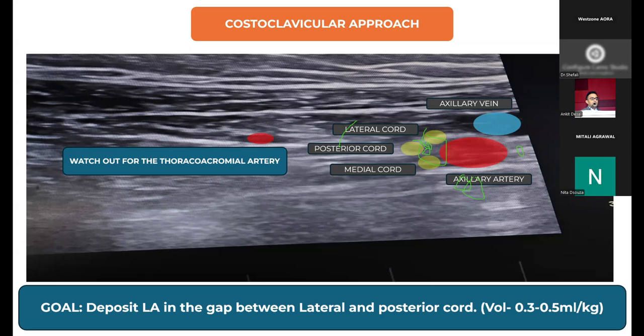Over here, besides the thoracoacromial artery, Shefali, what other vascular structure can you see?